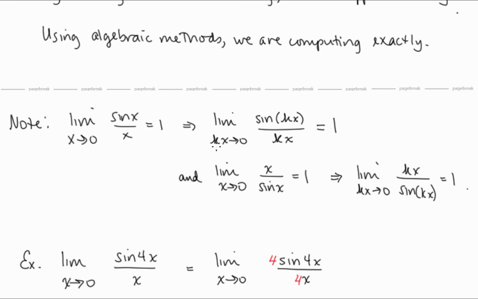We could call it x, we could call it kx, we can call it 5x, 2x, 3x, it doesn't matter. So anytime we see the same constant here, here, and here, this limit is also equal to 1. Also, if we take the reciprocal and look at the limit as x goes to 0 of x over sine x, that's also going to equal 1. It's the reciprocal of this limit, and so that's still 1. And then similarly, using the kx, this limit is equal to 1 as well.